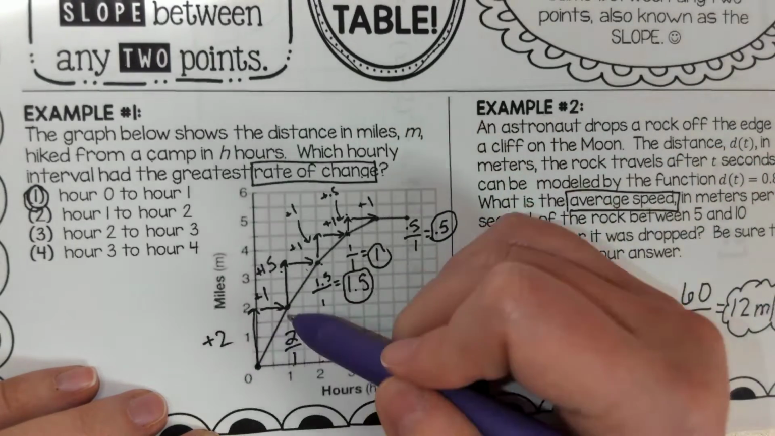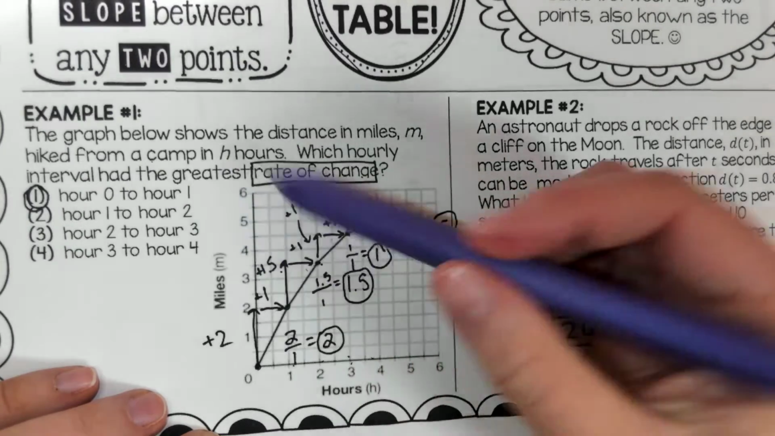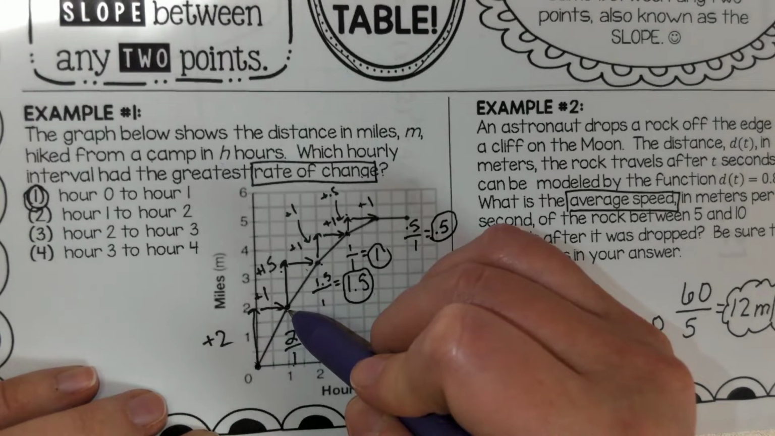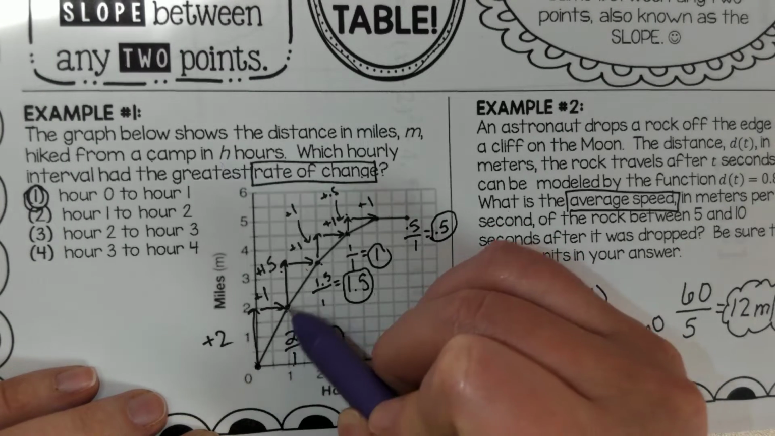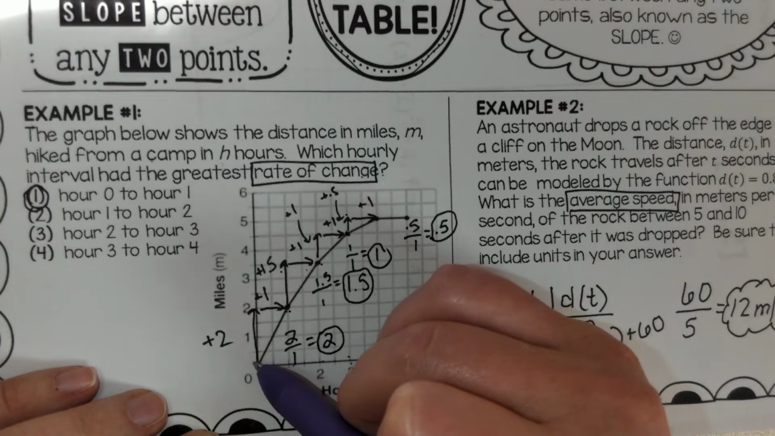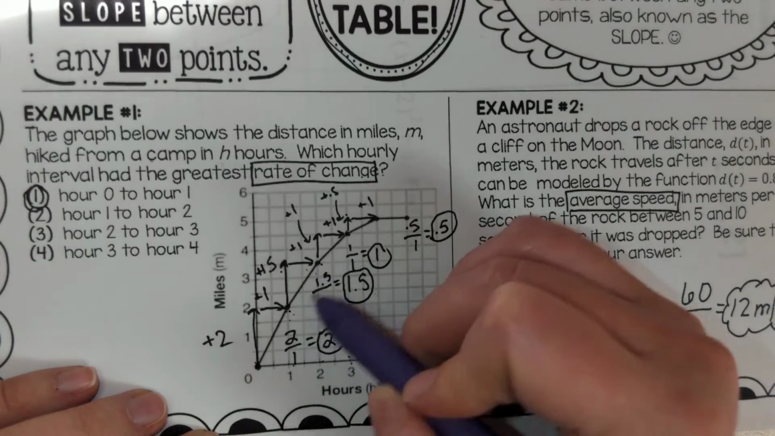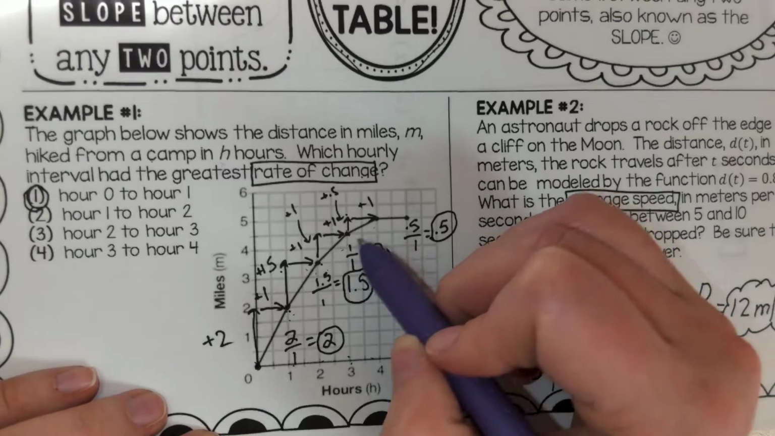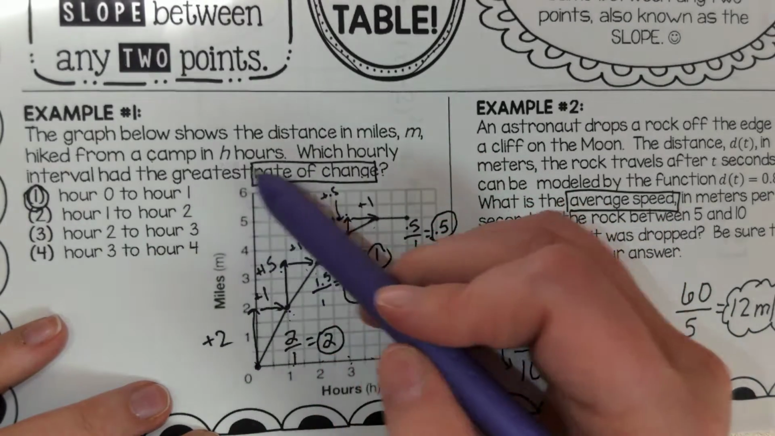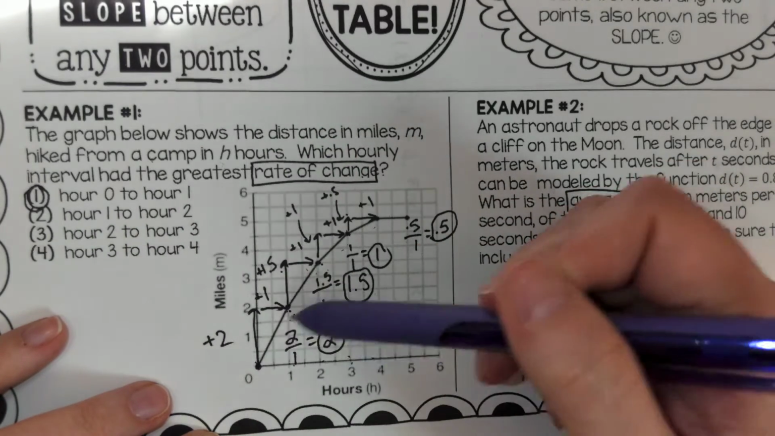So each hour has a different rate of change, and it's asking us for the greatest rate of change. What we're doing is finding from this point to this point. It's not a straight line, although it looks pretty straight. It's actually a curve. And so we can't find the exact rate of change, so we find an average. We use the average between these 2 points, and then the average of these 2 points, and then these 2 points and these 2 points, and then we compare them. The hourly interval that has the greatest rate of change is this first one, 0 to 1, that has the highest rate of change of 2.